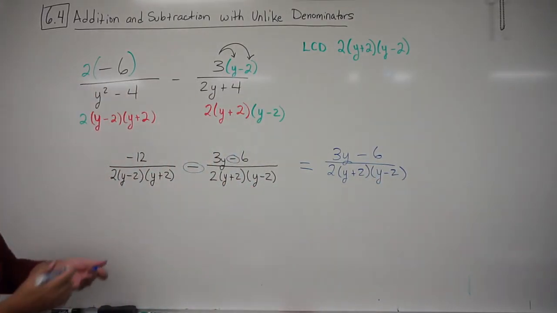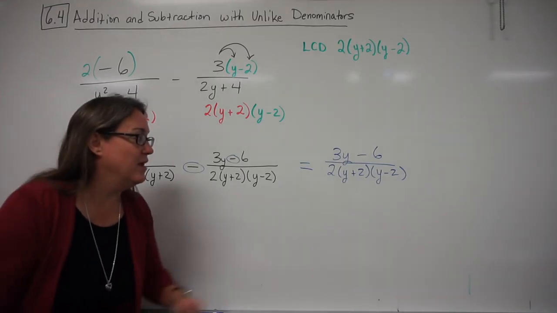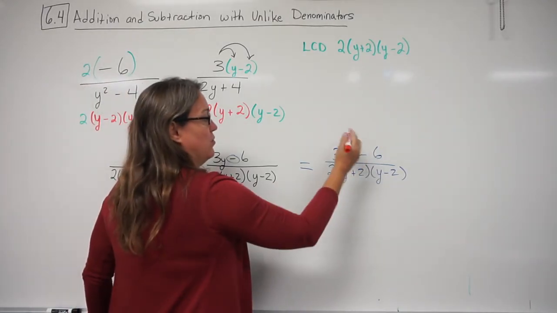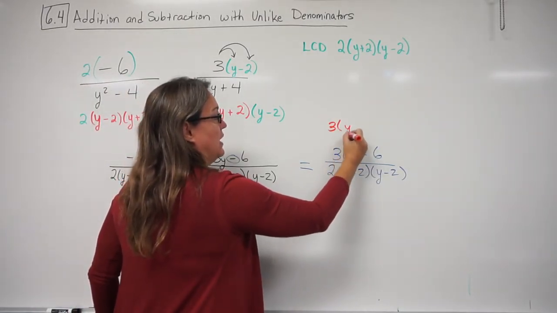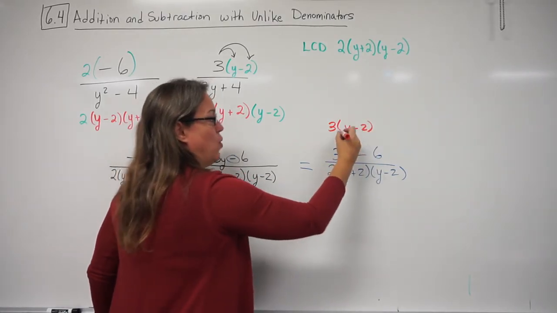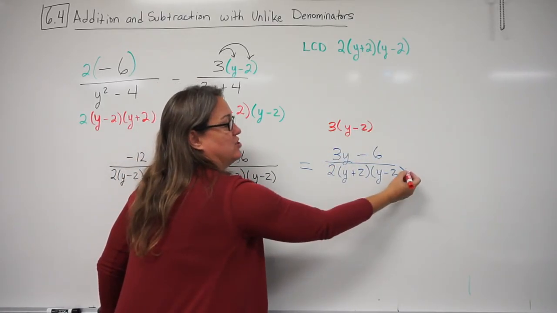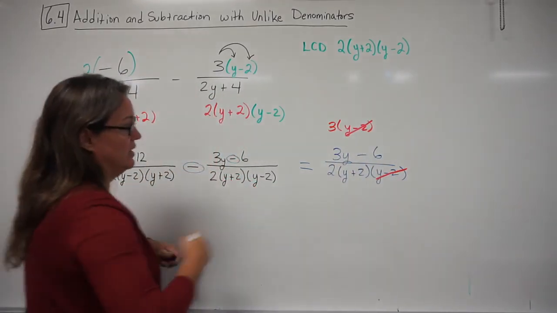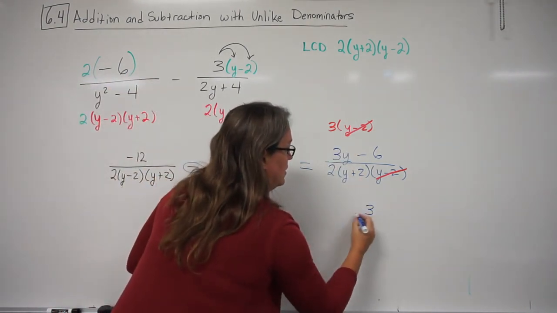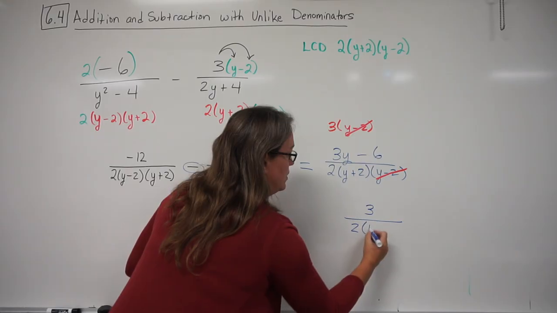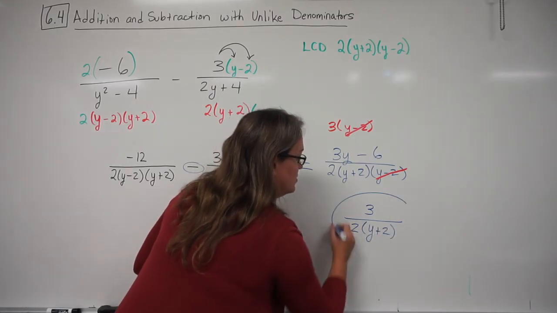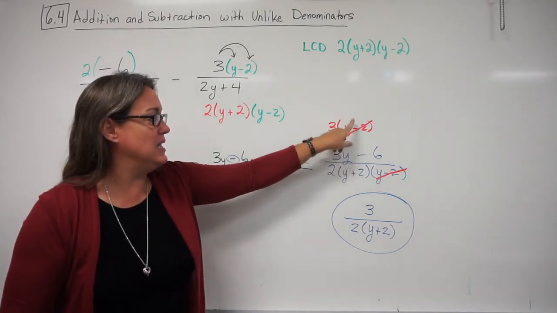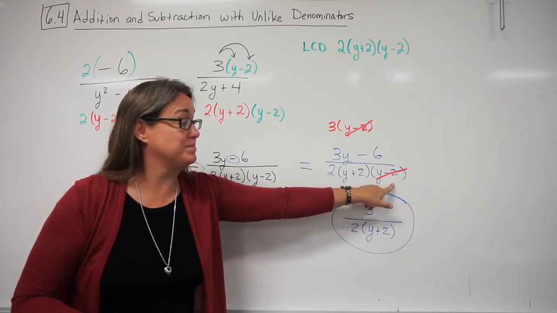But then, once again, we need to look and say, well, can I factor this? Can I do some canceling? In this case, we can. If you pull a 3 out of the top, notice that you have a y minus 2 that matches this y minus 2. And those will cancel. So your final answer is 3 over 2 times y plus 2. That's the final result. So always do some factoring up top to see if you might be able to reduce.